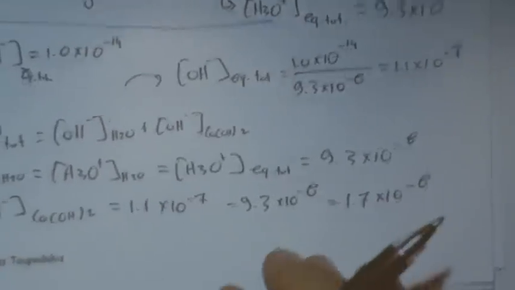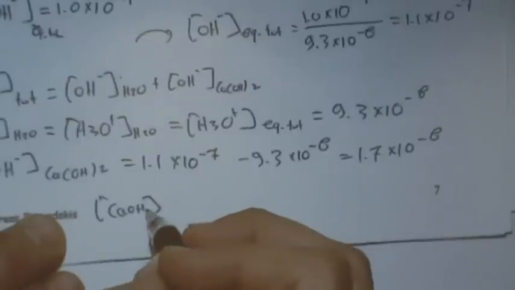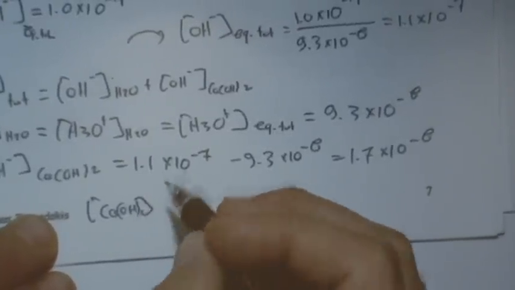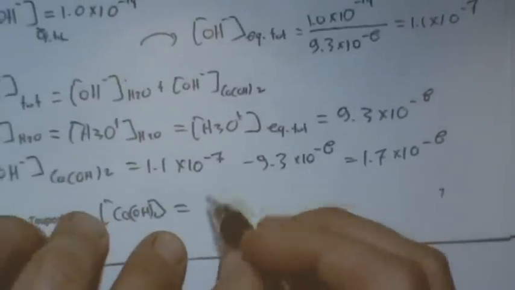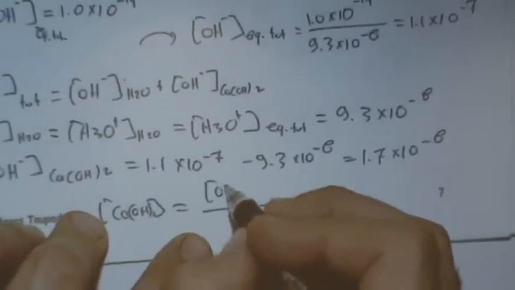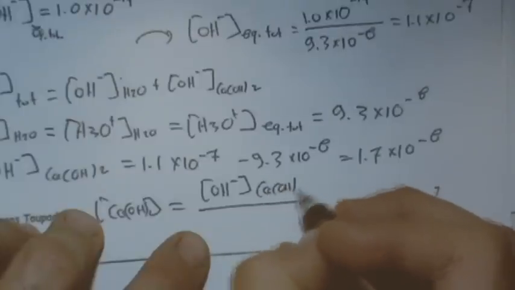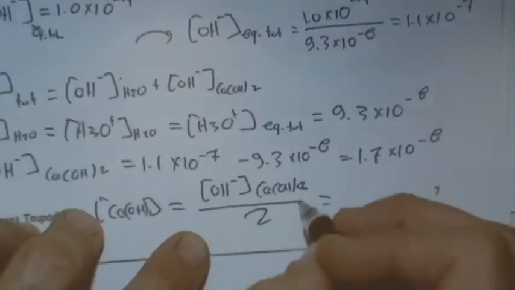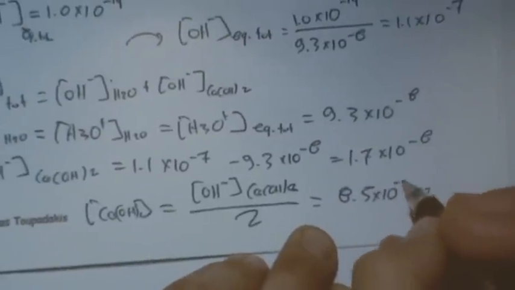And now you can say the concentration of calcium hydroxide is going to be equal to the OH minus that comes from calcium hydroxide, divided by 2, because it's 1 to 2, right? That will give you 8.5 times 10 to the minus 9.